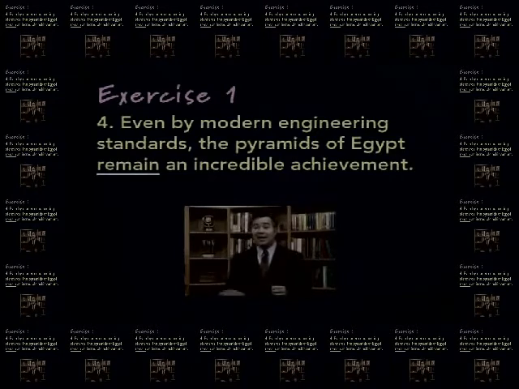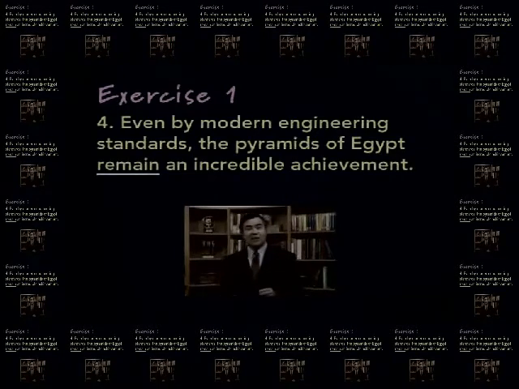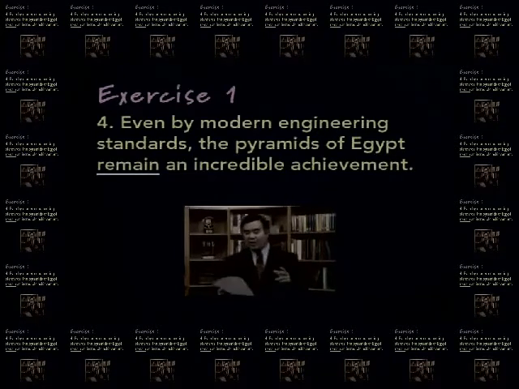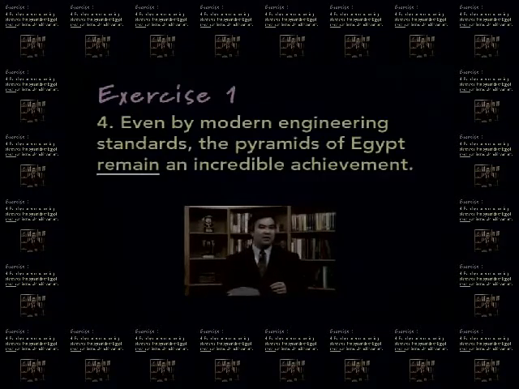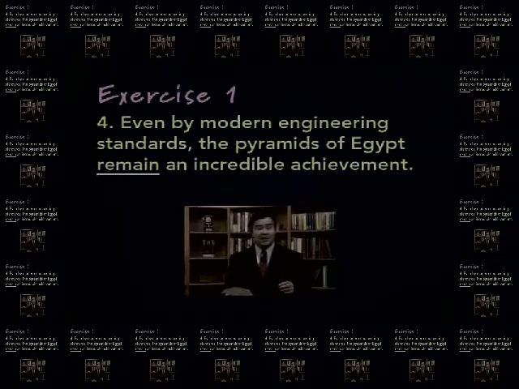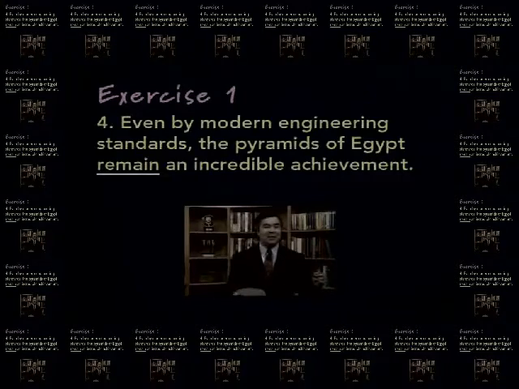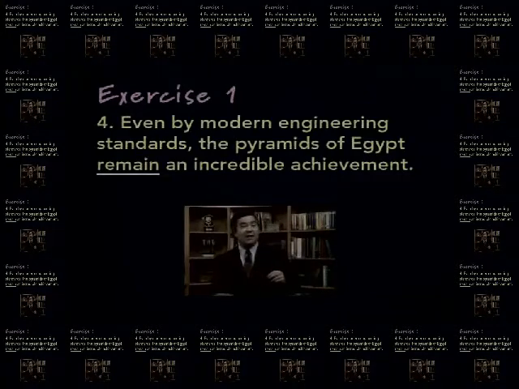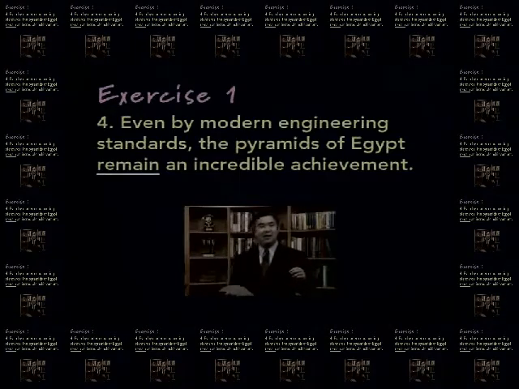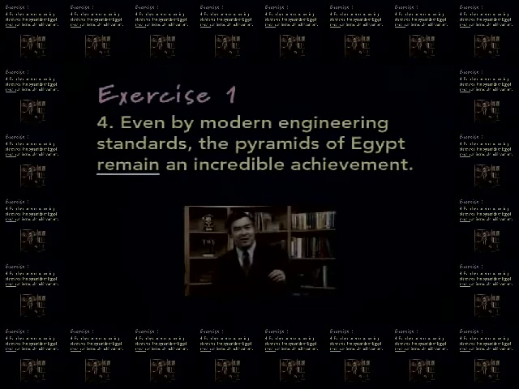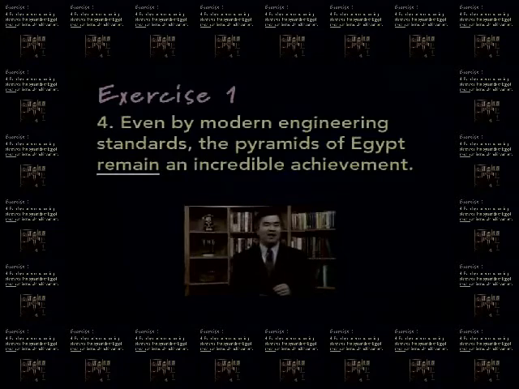The verb remain is underlined. What's the subject of the verb remain? What remain an incredible achievement? The answer is pyramids. Once again, the fact that some other words come between the subject and the verb shouldn't confuse you. It's not Egypt that remains an incredible achievement. It's the pyramids that remain an incredible achievement.